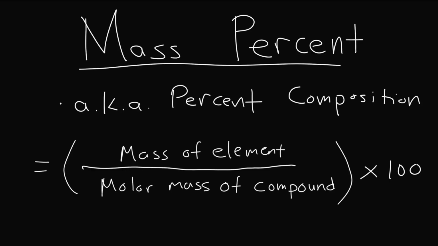It's also known as the percent composition, and the key is that this is the fraction of an element, the mass of that element, within a larger compound. You just take that fraction and you multiply by 100, and that gives you the mass percent. So it's a pretty simple concept. So why don't we look at the first example here?